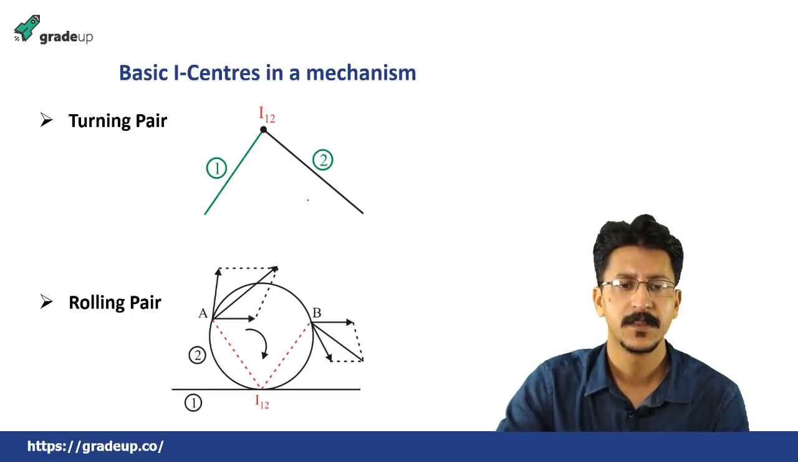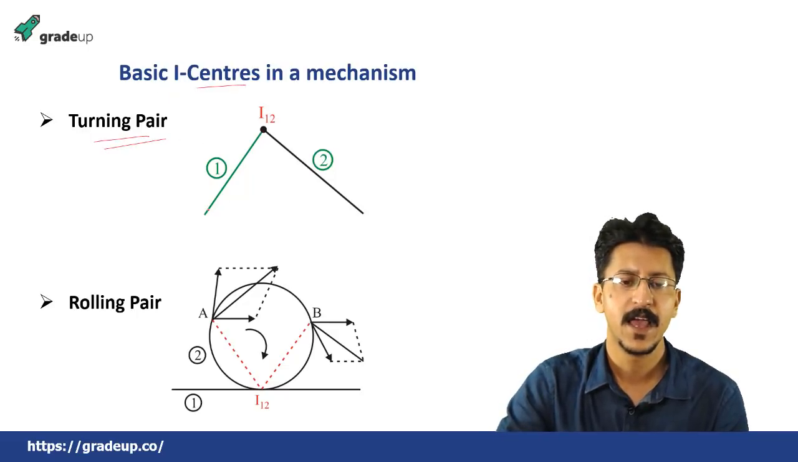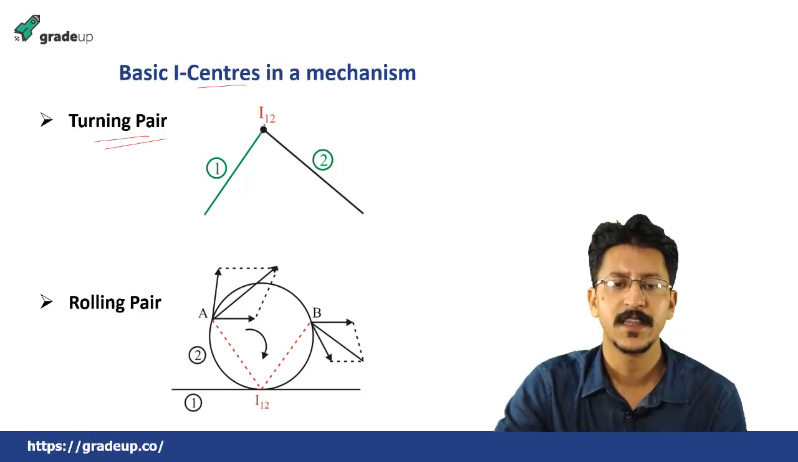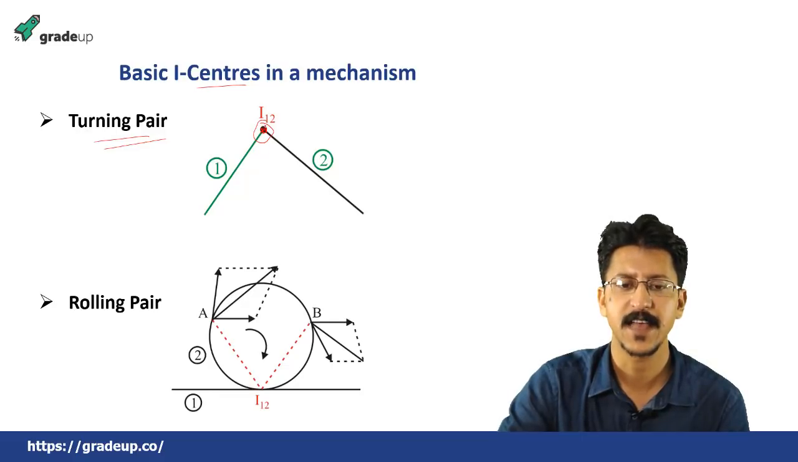Then some basic I centers in a mechanism. If it is a turning pair having link 1 and link 2, then the I center is simply at the point where they are hinged, the turning pair or joint. So this is the I center, that is I12.